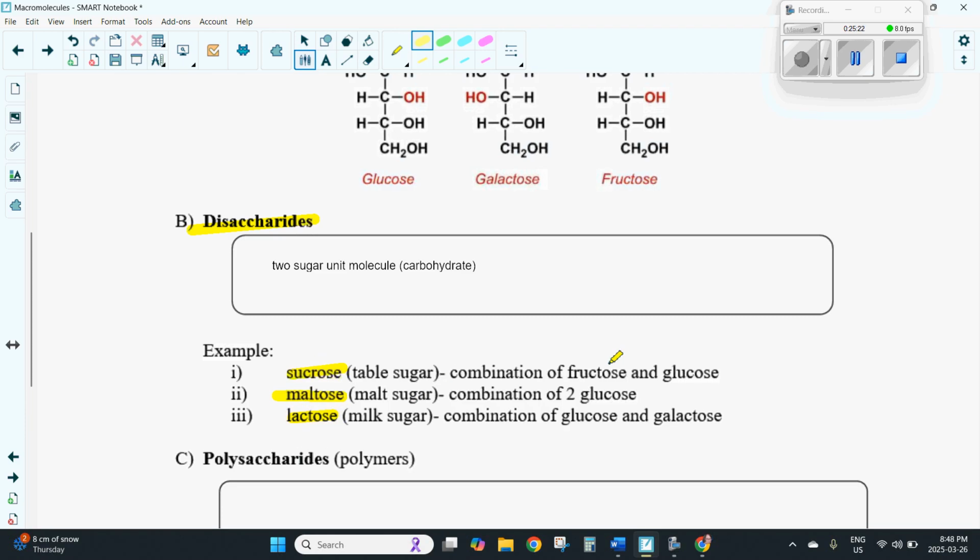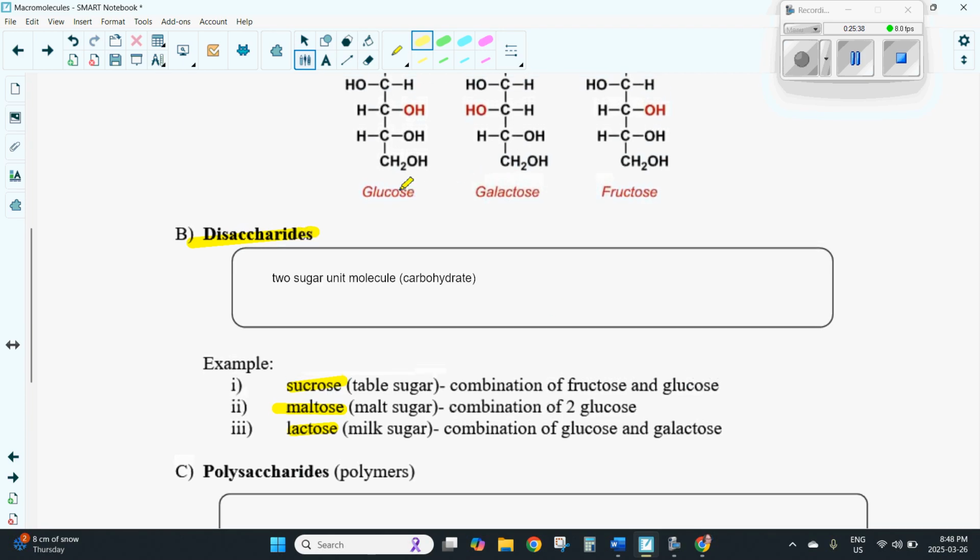You do need to know what they're composed of. A sucrose molecule is common table sugar. This is the sugar that you find on the table that you buy at the grocery store. Sucrose is a combination of a fructose molecule and a glucose molecule. So it's going to take this glucose molecule and add it to this fructose molecule, making a bigger molecule.